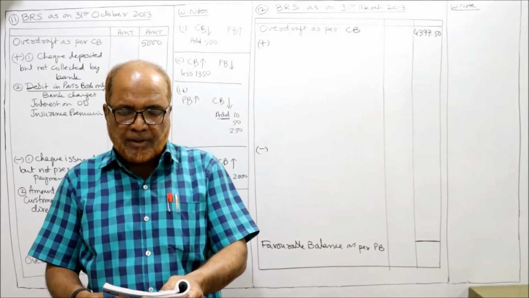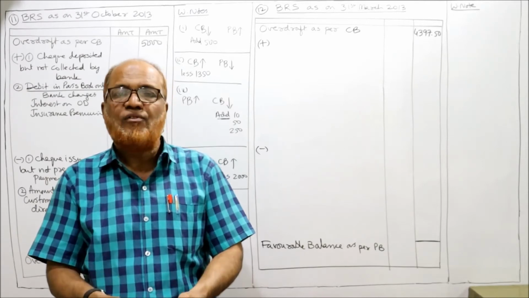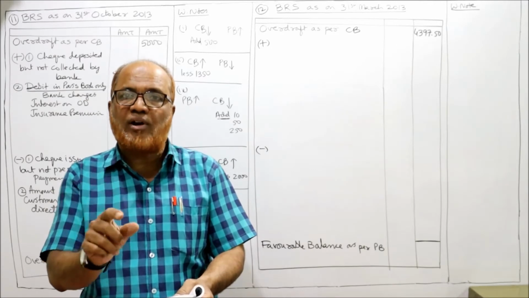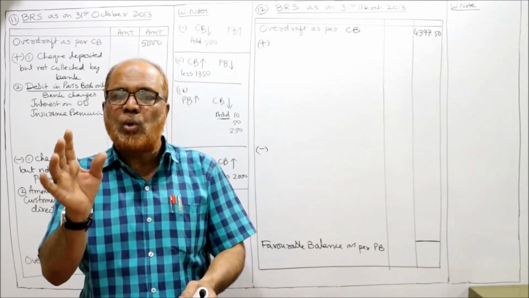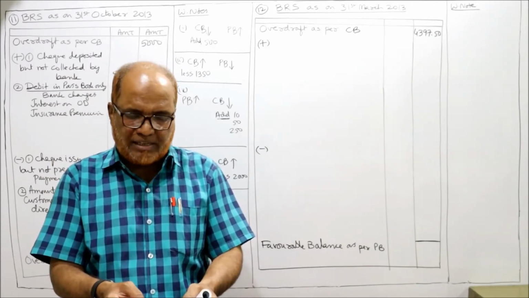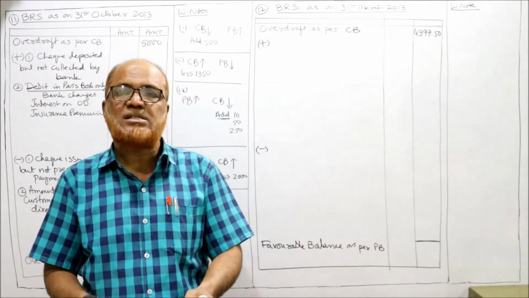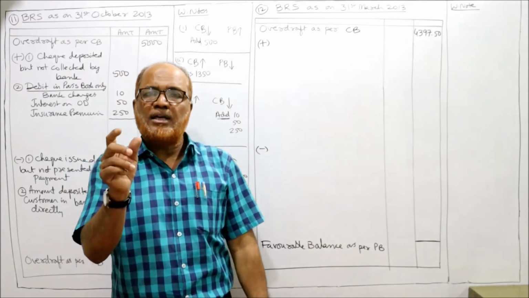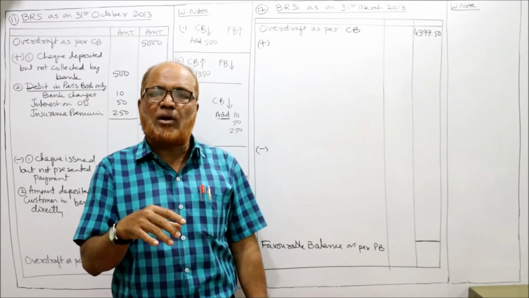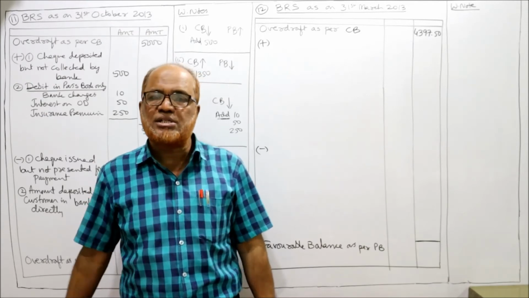Last paragraph you see, the trader's cash book shows a bank overdraft of rupees 4,397.50. The cash book shows overdraft. So our starting point is overdraft balance as per cash book, that is 4,397.50 on 31st March 2013. Prepare a bank reconciliation statement showing the balance as per passbook. Overdraft balance as per cash book is given. We have to find out what is the balance as per passbook after considering those discrepancies.